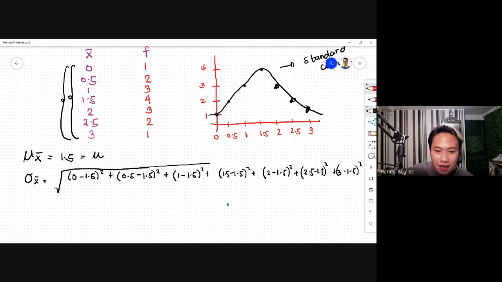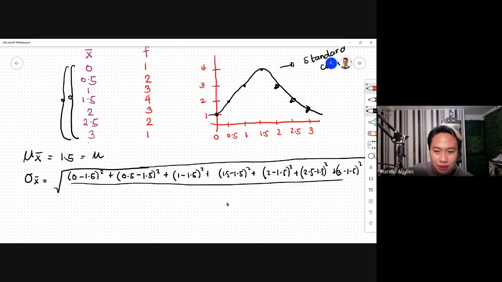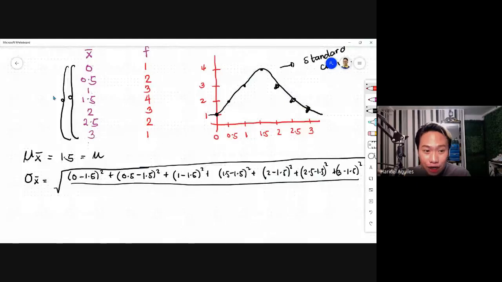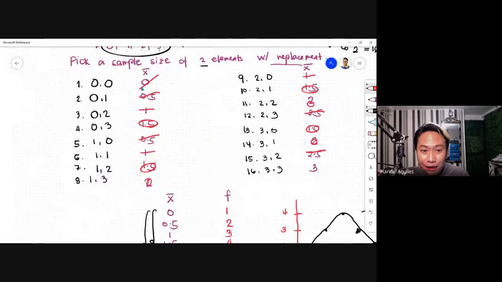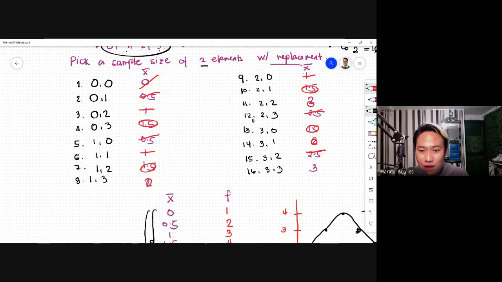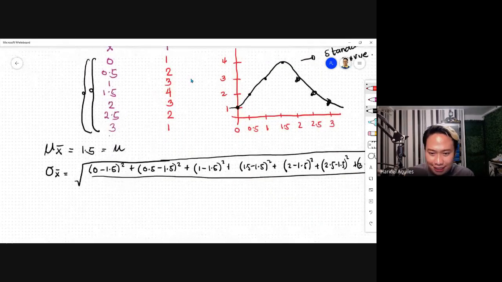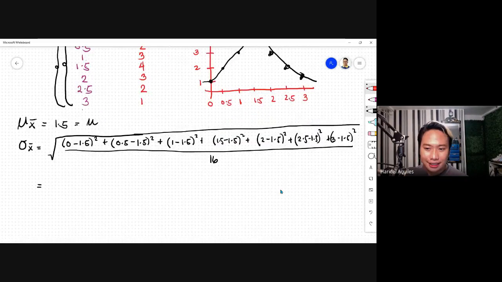And then extend ang square root, all over, pila may n ani. Remember, n is a number of options or number of samples. Pila may number of samples ani or number of possible choices. 1, 2, 3, 4, 5, 6, 7, 8, 9, 10, 11, 12, 13, 14, 15, 16. So you have 16 choices. There you go. Can you solve it, guys? I'm gonna give you 2 minutes.